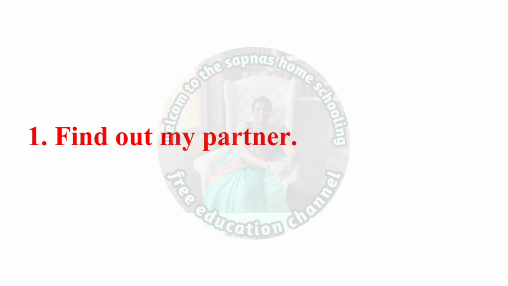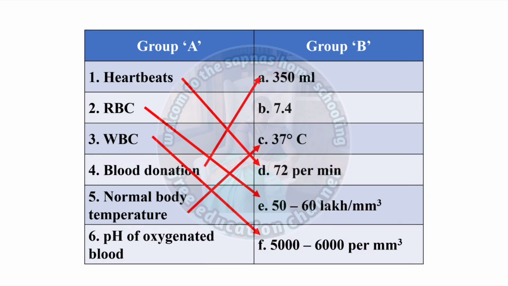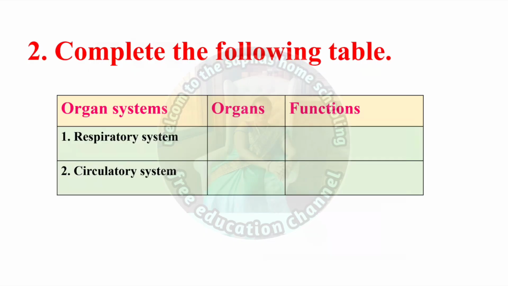First question, find out my partner. Group A: heartbeats 72 per minute, RBC 50 to 60 lakh, WBC 5000 to 6000, blood donation 350 ml, normal body temperature 37 degrees Celsius, pH of oxygenated blood 7.4.